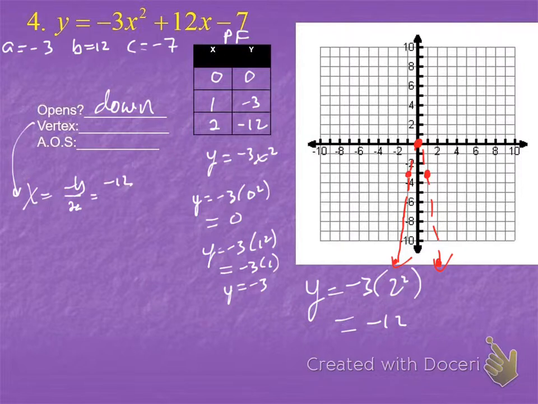And then to find our vertex, we're going to take x equals opposite b over 2a. Opposite b is negative 12, 2 times negative 3 because a is negative 3. So negative 12 over negative 6 is 2. So the x-coordinate of the vertex is 2. That's also what the axis of symmetry is equal to. So x equals 2.